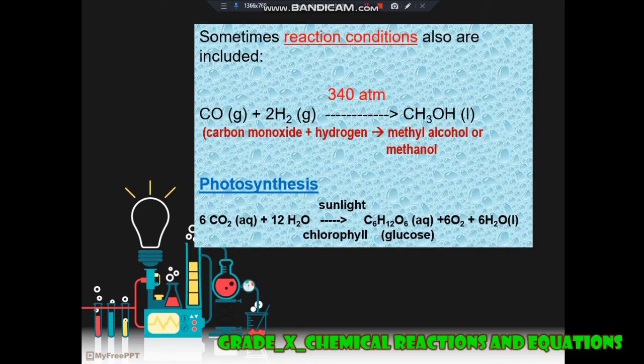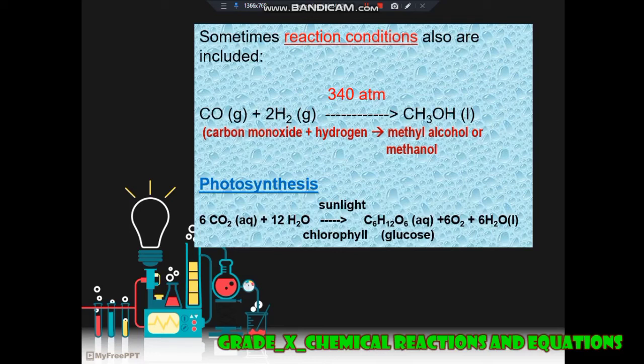Sometimes in a reaction conditions are also included. For example, carbon monoxide plus hydrogen gives methyl alcohol or methanol, whose chemical formula is CH3OH. And this reaction occurs under 340 atmospheric pressure.